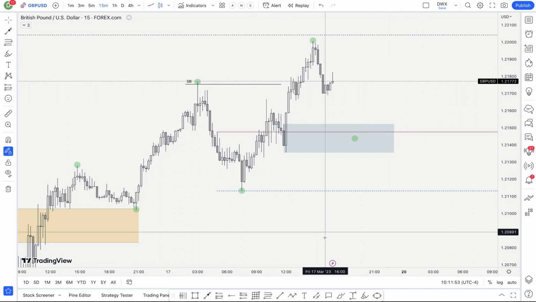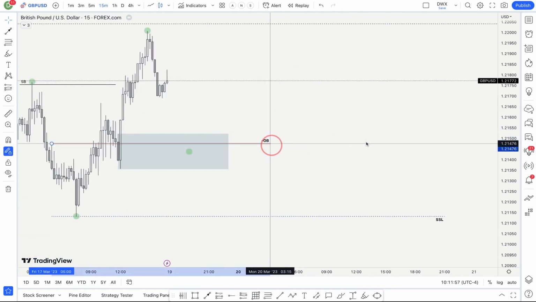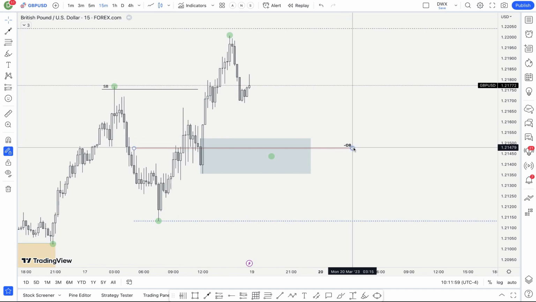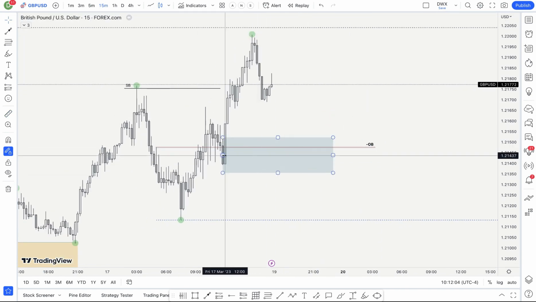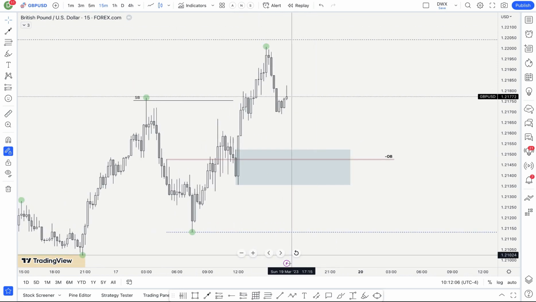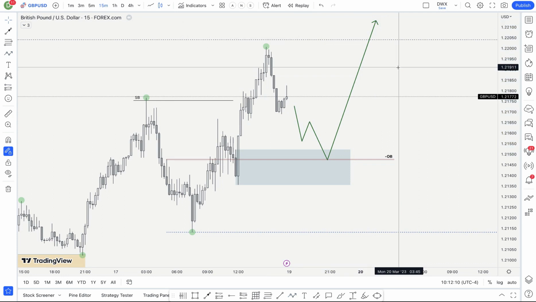So looking for a pullback into this zone. We have the 4-hour block marked out there as well, followed by the 15-minute zone over here. So potentially something coming down and then going up. So that's kind of what I'm looking at on GU.